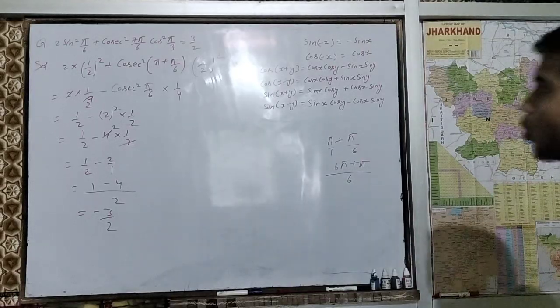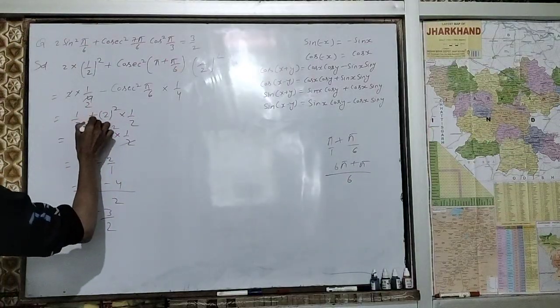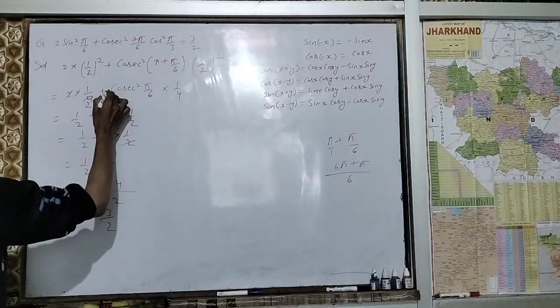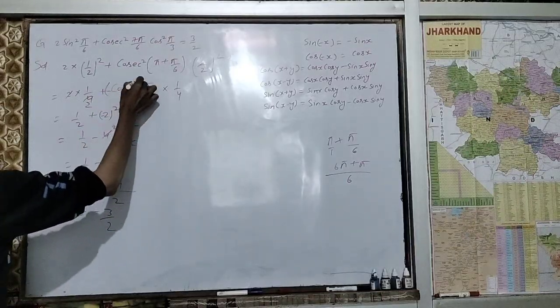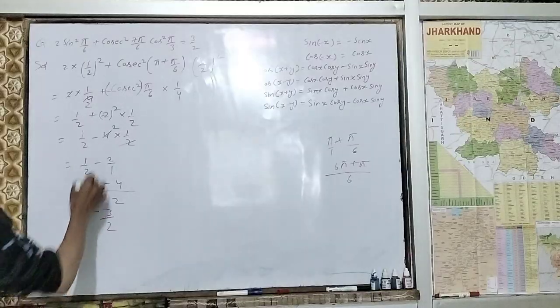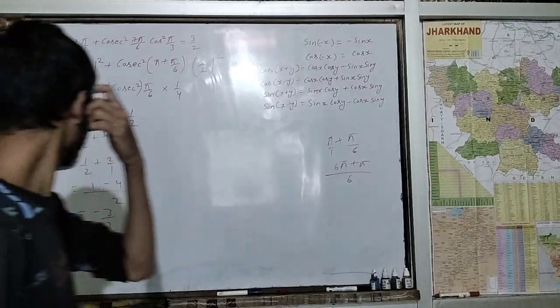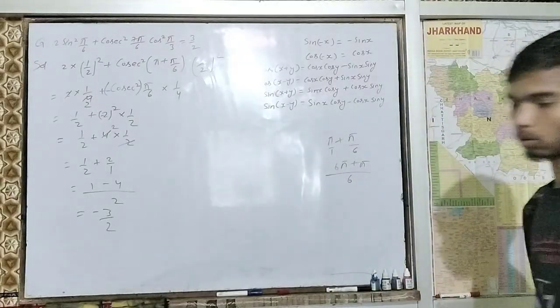So hold on. This is plus. And yeah, now it is correct. It will become positive. If it is positive, then it is giving us 5 upon 2.